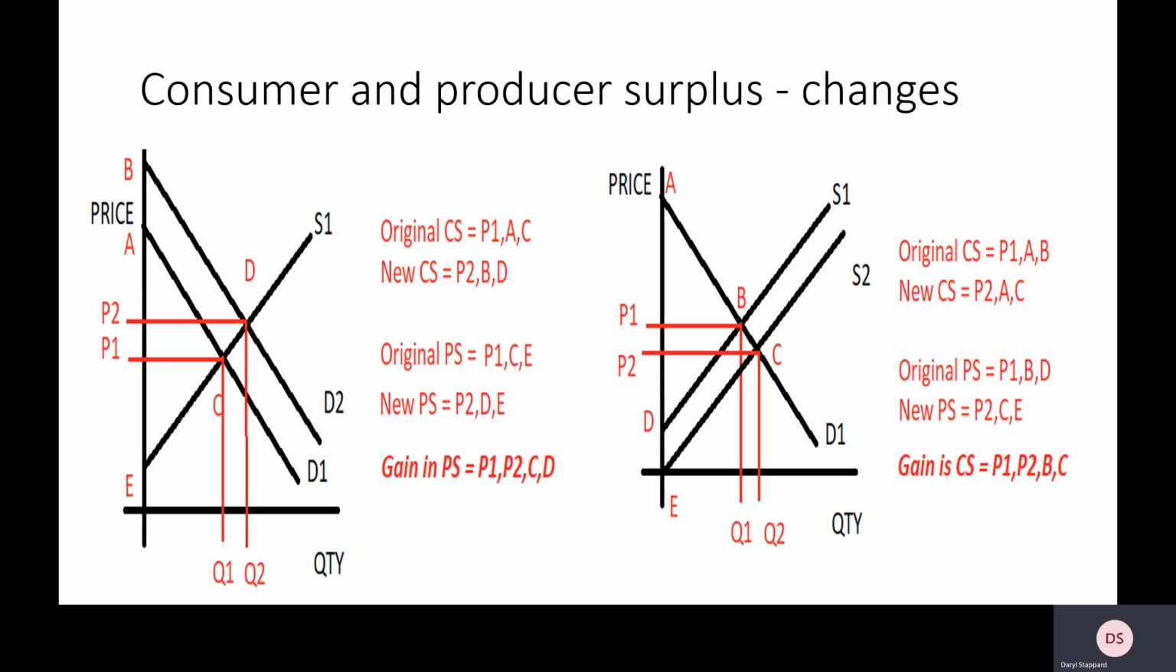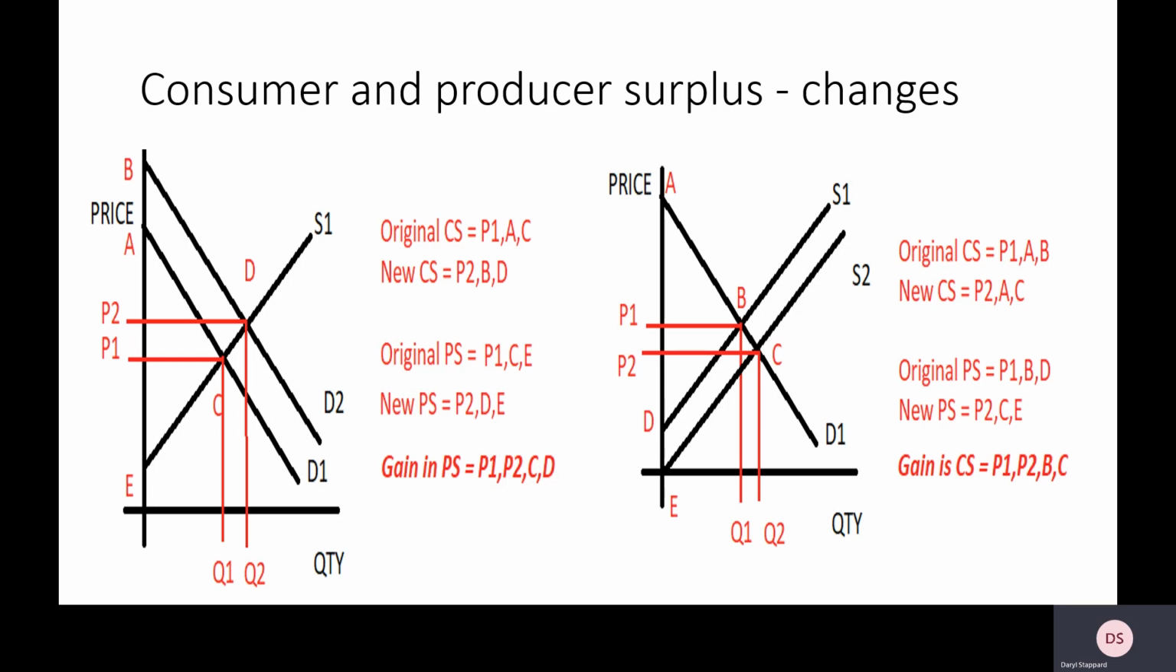So we can see really clearly what the original consumer and producer surplus was. Now, when we get an outward shift in demand, what we know is the market price will grow from P1 to P2, and the market will become bigger and move from Q1 to Q2. But look what's happened then. The new consumer surplus is the area P2 to D to B. The new producer surplus is from P2 to D to E.